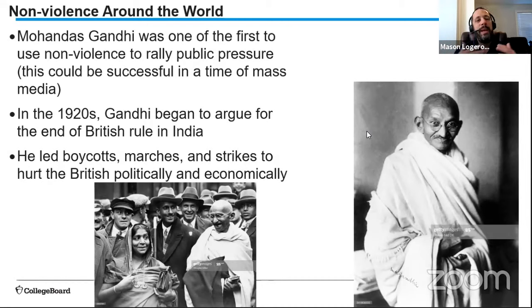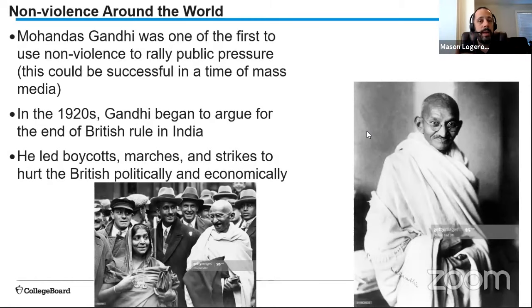Now, if we're being completely honest here, the Salt Act and having to buy salt from British merchants is not the worst thing the British were doing to the people of India. There were far worse things. But it's something that affected everybody. I mean, everybody needs salt to cook, right? Salt is really tasty and makes food good. And people can see the blatant injustice of it as well. It's easy to understand. It's easy to rally public pressure around. That's why Gandhi chose it.